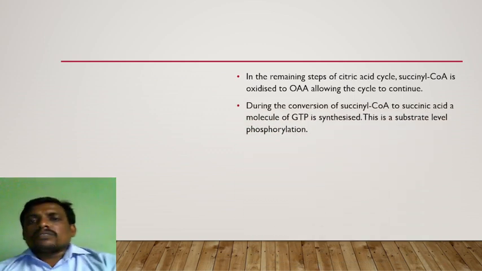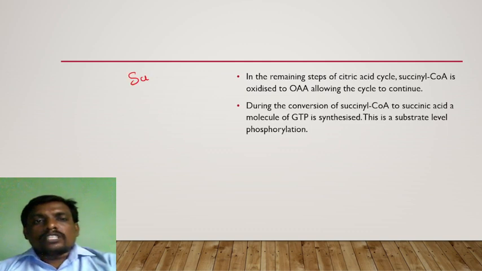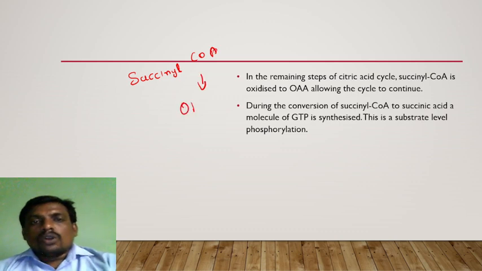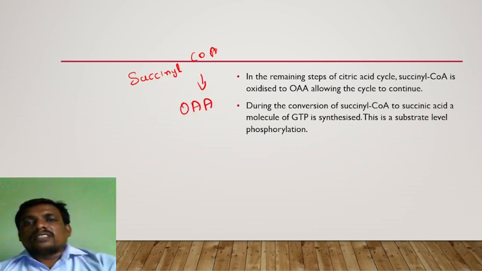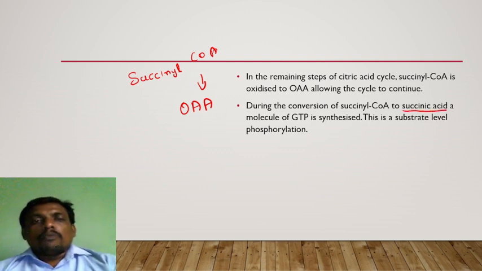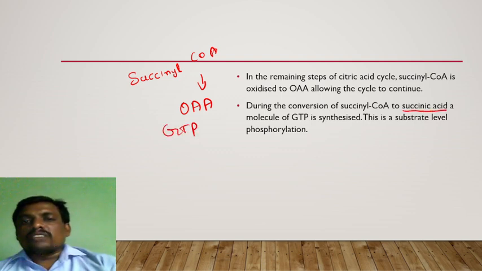In the remaining steps of the citric acid cycle, succinyl coenzyme A, what is that? Succinyl coenzyme A is oxidized to oxaloacetic acid. Okay, we have seen that step. During the conversion of succinyl coenzyme A to succinic acid, a molecule of GTP, guanosine triphosphate, is synthesized. This is a substrate level phosphorylation.